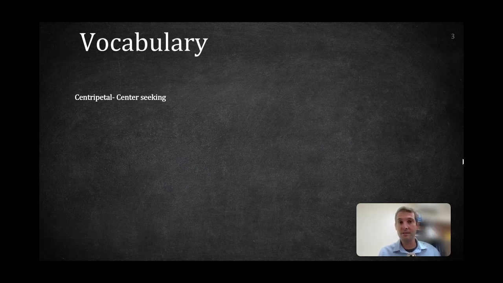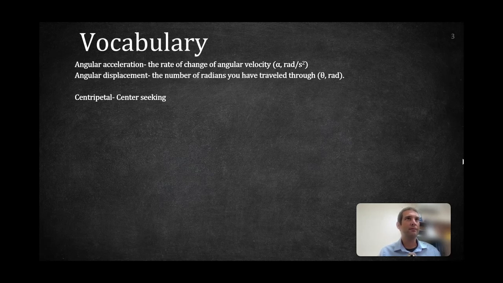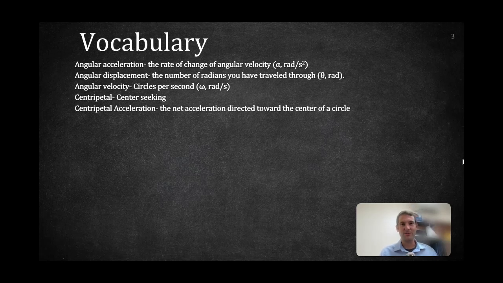Centripetal, first of all, means center seeking. Angular acceleration is the rate of change of angular velocity. The symbol is alpha, not A, alpha, and the unit is rad per second squared. More on that later. Angular displacement is the number of radians you have traveled through. The symbol is theta, and the unit is rad. Angular velocity is the circles completed per second, and the symbol is omega. The unit is rad per second. A lot of Greek letters here too.